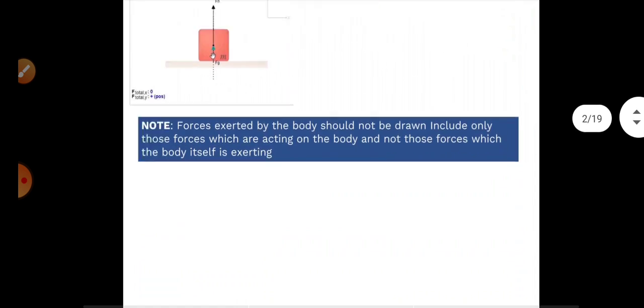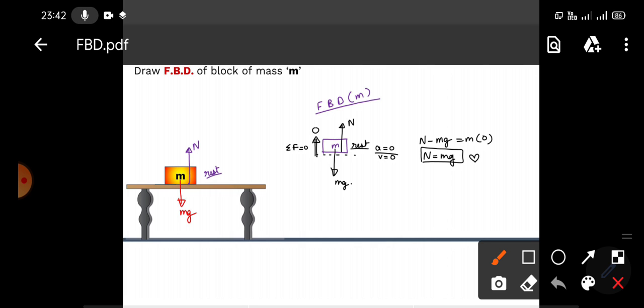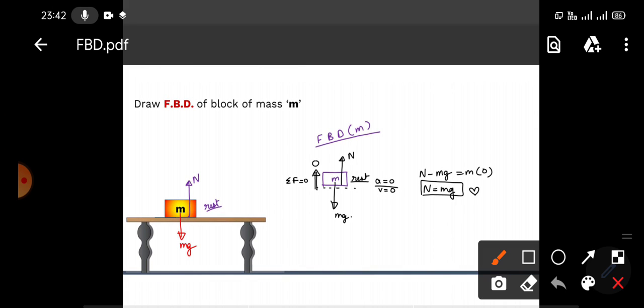So let's see. A block of mass m is lying on a table. We have to calculate how much force is acting on this block of mass m. Here gravity is attracting this block of mass m with the force mg, correct? So this force is acting on this block.